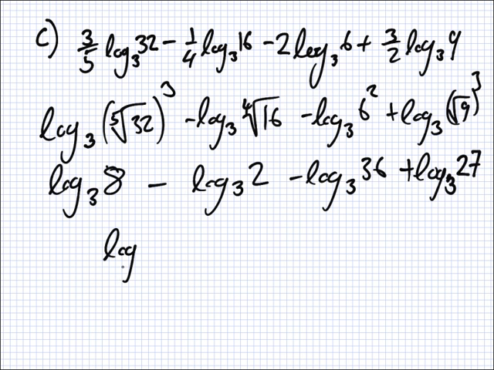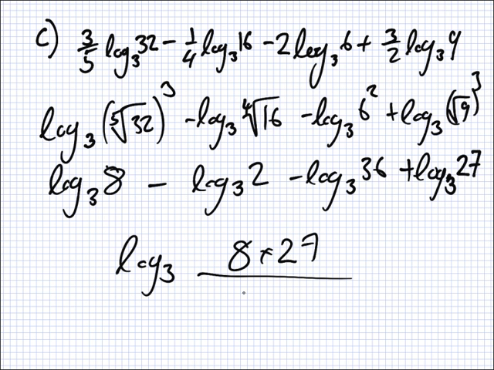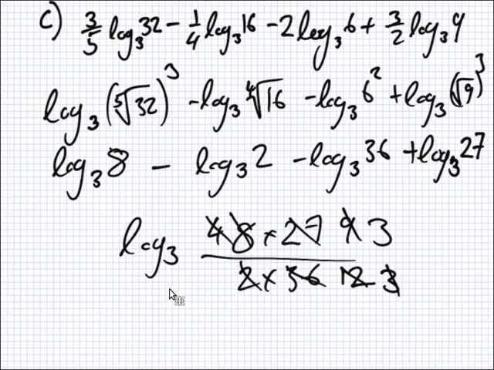These two combine as log base 3 of 8 minus 2 is 4. And then these two combine as... oh, they all have base 3, don't they? I might as well do it in one go. 8 times 27 over 2 times 36. 2 goes into that 4 times. 3 goes into that 9 times. And 3 goes into that 12 times. 4 goes into that 3 times. 3 goes into that 3 times. You're left with log base 3 of 3.